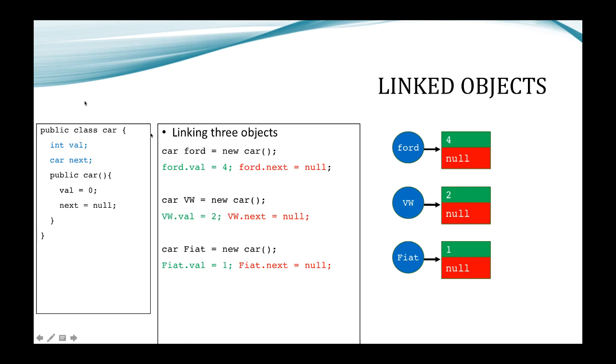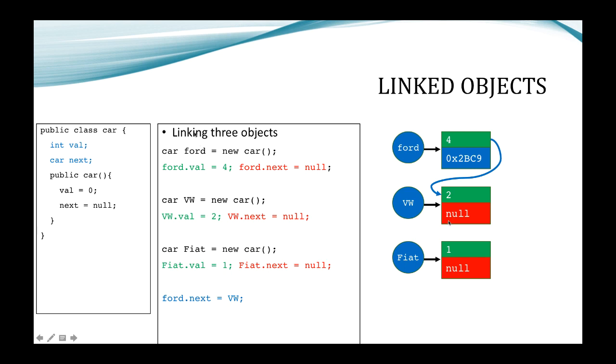Okay, let's look at another one. Let's see if you can connect 3 objects. So we already have these objects, Ford and VW. I've removed the link over here, but let's see if you can create one. Here's a third car, Fiat equals new car, Fiat.value is 1, Fiat.next is null. So currently, all 3 objects are independent, they're not linked together. Let's create the links. So first I'm going to say Ford.next equals VW. So that should create a link from Ford.next to the VW object.